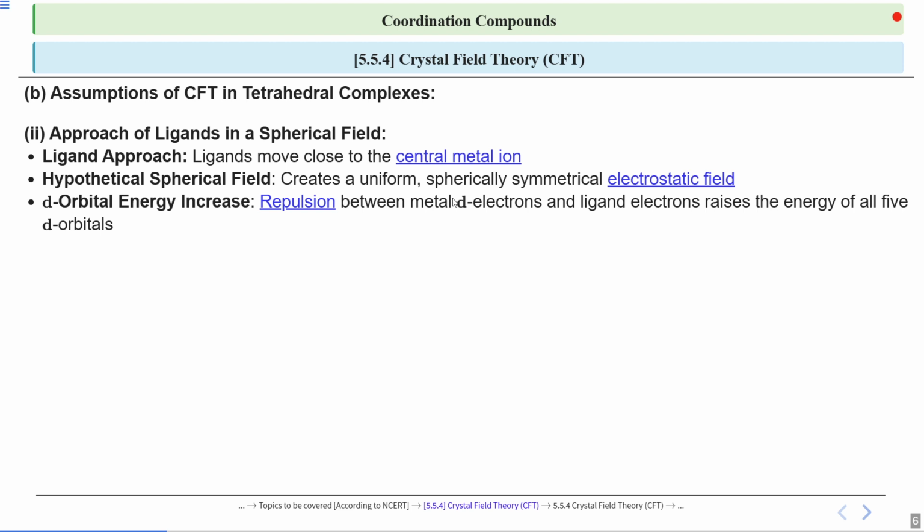The ligand is already approaching the central metal ion, and it is carrying negative charge, right? It is carrying electrons with it, and the metal d orbitals also have d electrons. So the d electrons in the metal and the electrons of the ligand are going to face repulsion between them, and due to this repulsion, the energy of all 5 d orbitals of the metal is going to increase.